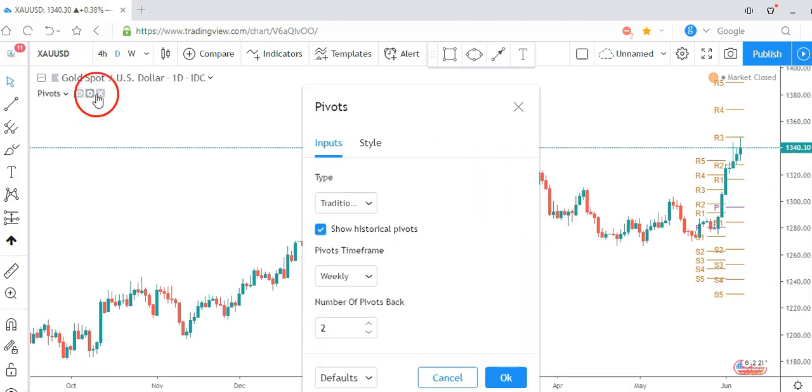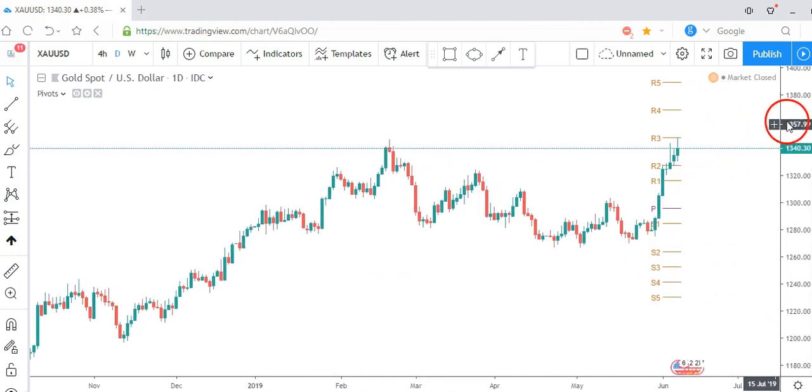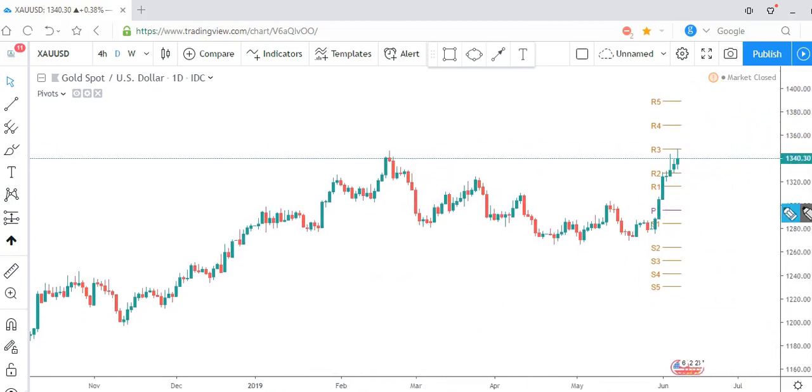So the settings are done. You can untick this show historical pivot so that you have the recent week and day pivots, and click OK. So this is what we have here. These are the pivot levels for the week, for the previous week. This is the PP here, and the S1, S2, S3, and the R1, and so on to above there.